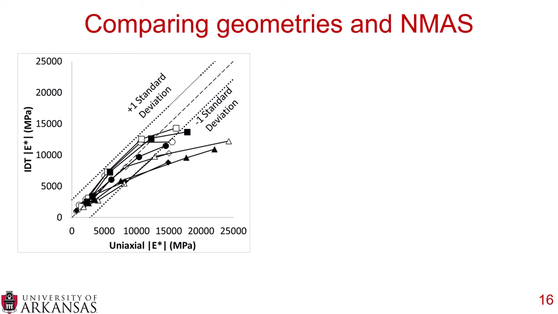And what we did is we took the middle dotted line, which assumed equal tests, and then we did plus or minus 1 standard deviation. This is just to get an indication, are the two geometries starting to diverge at any points? And you can see here that the 37 millimeter nominal maximum aggregate size, which is these triangles, actually fall outside of 1 standard deviation, which means that at a 95% confidence, they are statistically different.